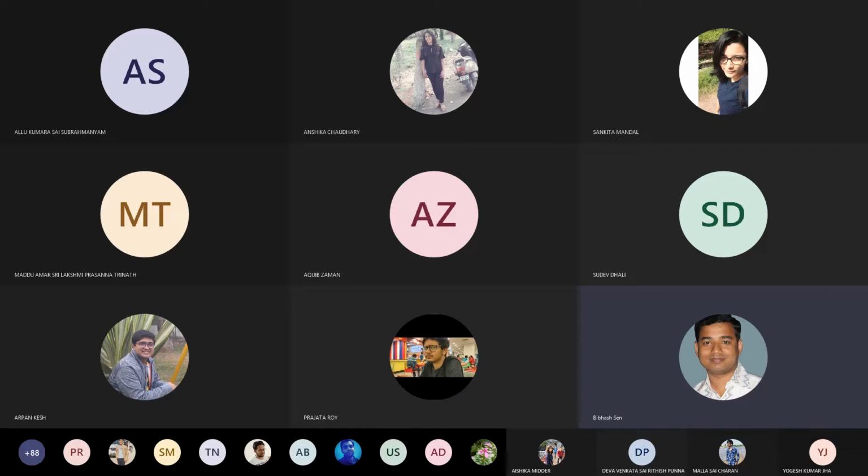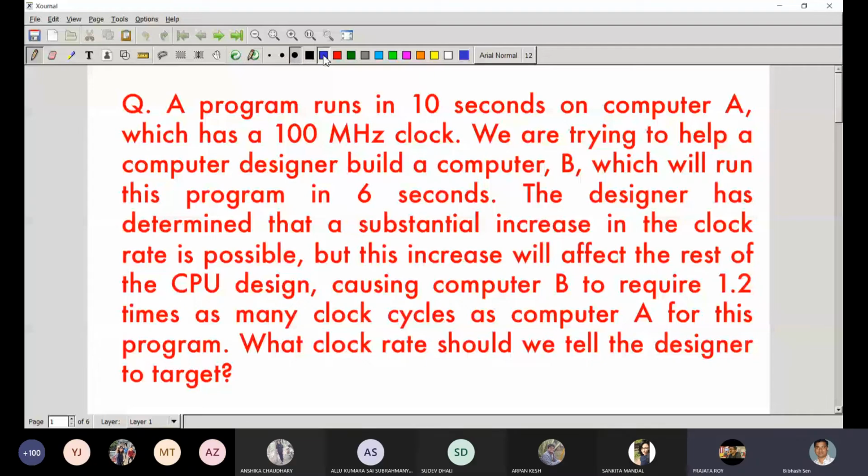So now you people run faster. Computer A's configuration is that it requires 10 seconds, and it has a 100 megahertz clock. Its clock speed is mentioned as 100 megahertz.